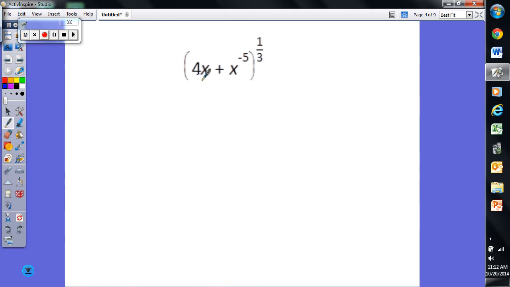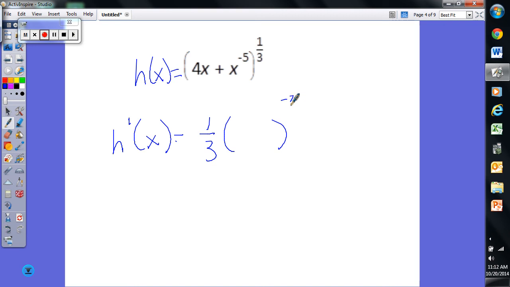Here, the inside is this, the outside is x to the 1/3. So again, let's use proper notation here. Derivative of the outside would be 1/3 times something to the negative 2/3. So remember, 1/3 minus 1 is negative 2/3. Leave the inside alone. And then multiply by the derivative of the inside.